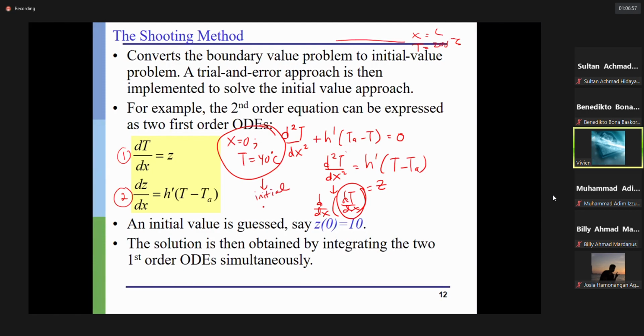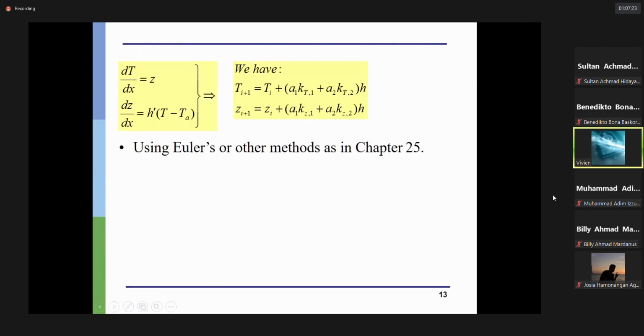But we need another initial value, which is the slope. So here we assume the slope, which is dT/dx, or the z value, at x equals 0. So the other initial value, at x equals 0, is z equals 10. Where does this value come from? We just guess it. Take any value, use that as the slope, and then see how the result turns out.